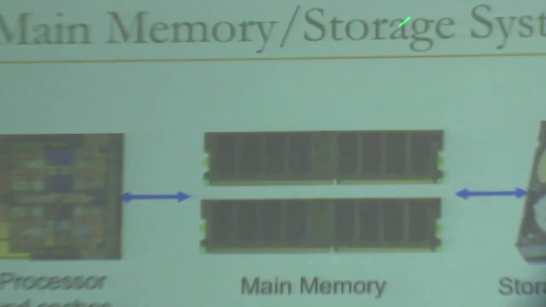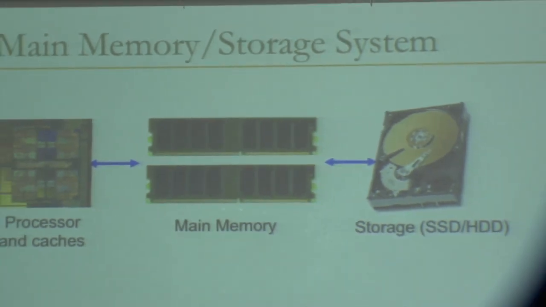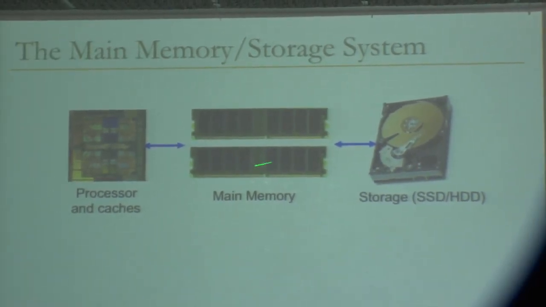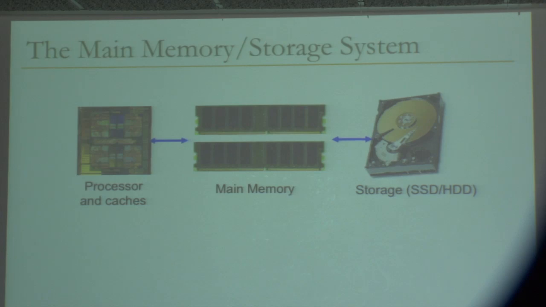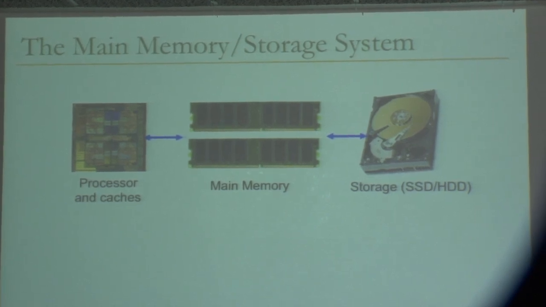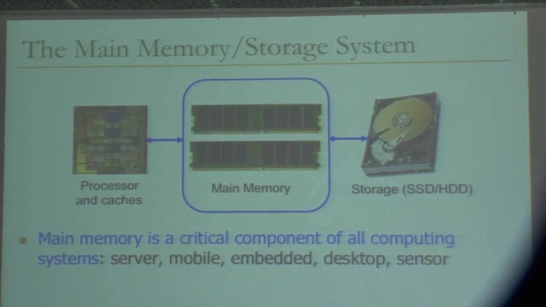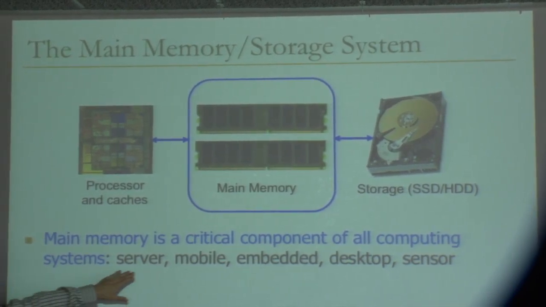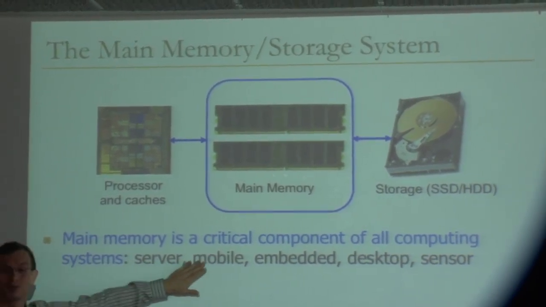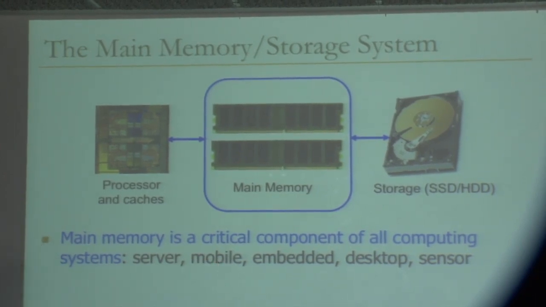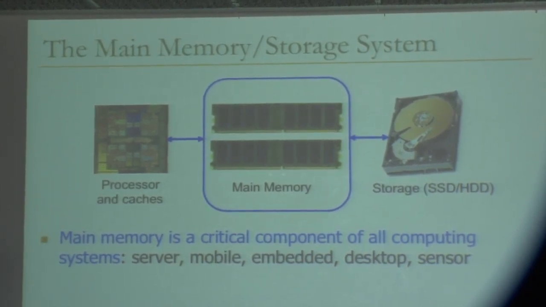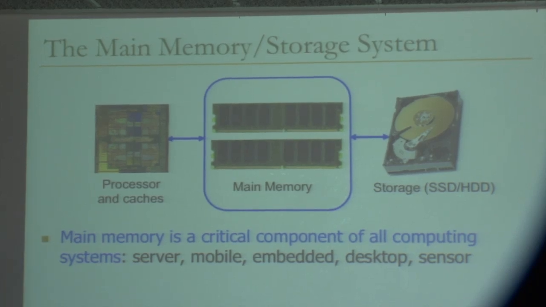Okay, so let's focus on the first one, the main memory / storage system. I put slash over here because I think these are getting much, much closer to each other, especially with emerging technologies, and we'll cover that toward the end of this talk. Basically, main memory is a fundamental component in all computing systems. Doesn't matter what kind of computing system you design, server, mobile, embedded, desktop, sensor, you have to have some working memory in there to manipulate the data.